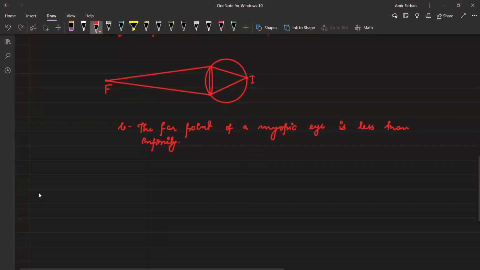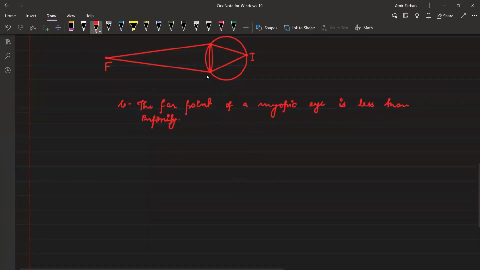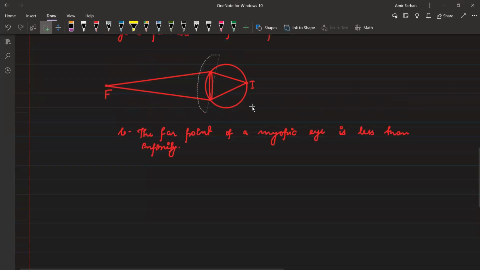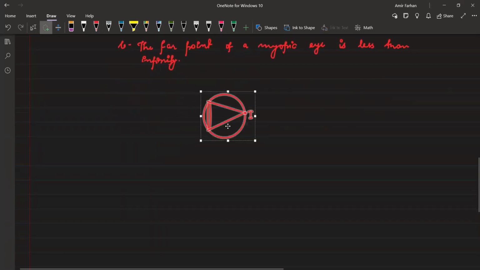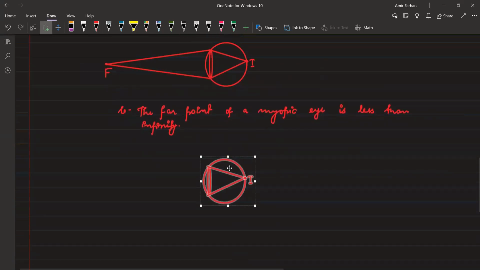Now, this is the B part. Now it's time to see how to correct this human eye. The third case is to use an appropriate lens to basically correct this.